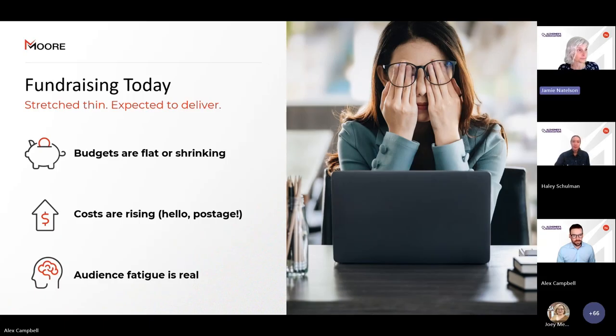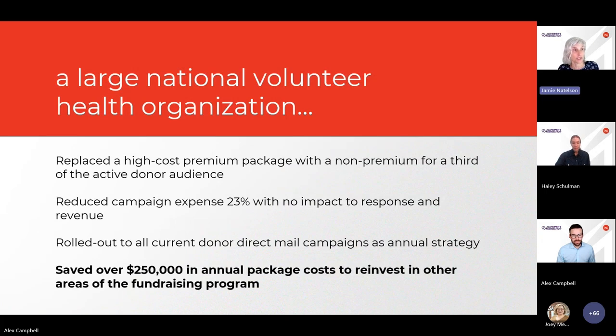Next slide, please. A large national volunteer health organization, hint, hint, one of our panelists, replaced a high-cost premium package with a non-premium for a third of the active donor audience. They were able to reduce campaign expense by 23% and it didn't impact response rate and revenue, which is amazing. This was rolled out to all current direct mail campaigns as an annual strategy and saved $250,000 that they were able to reinvest across the fundraising program. And that's what I think all of you are looking to, and that's why we're here to share it with you.